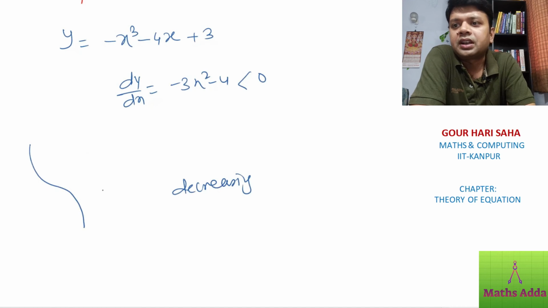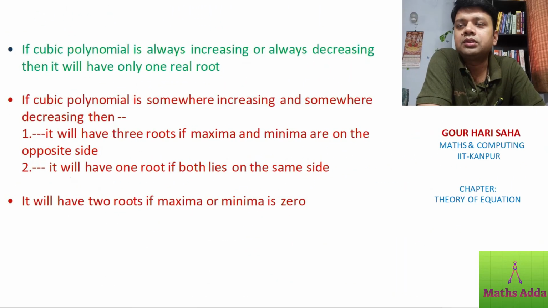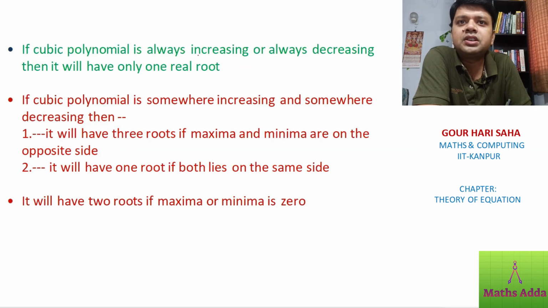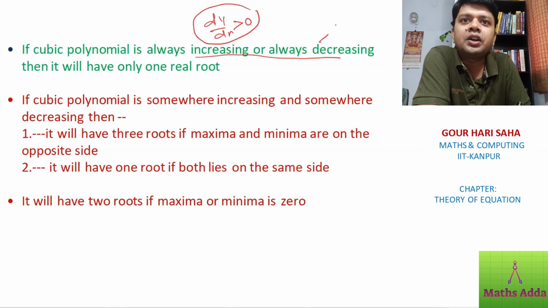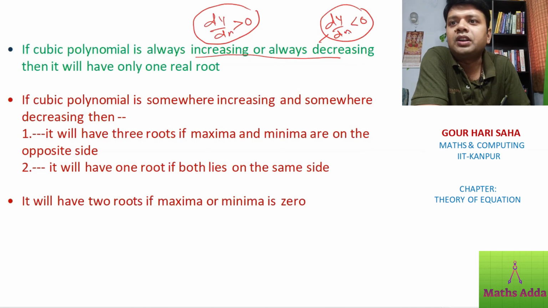So let me write it. We can summarize the full theory into these 3 lines. First line: if a cubic polynomial is always increasing or always decreasing, means dy by dx is either always greater than 0, that is increasing, or dy by dx is always less than 0, that is decreasing. It is not somewhere positive, somewhere negative. If always positive, this means only one root. If it is always negative, it will have only one root.